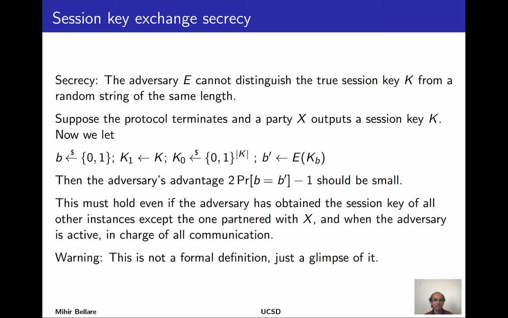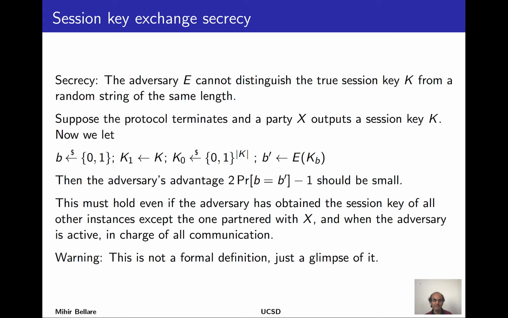Now, while we won't get into the definitions in a great deal of depth, it's at least worth commenting a little bit about how we capture and model the secrecy requirement. Whereas earlier it was alluded to as saying the adversary cannot come into possession of the session key, the actual requirement in the formal definitions is stronger, that it cannot even distinguish the true session key from a random string of the same length. So how might that work? What you imagine is that the protocol terminates and one of the parties outputs a certain session key, saying this is what I think is the session key.